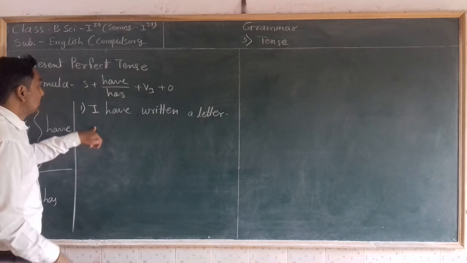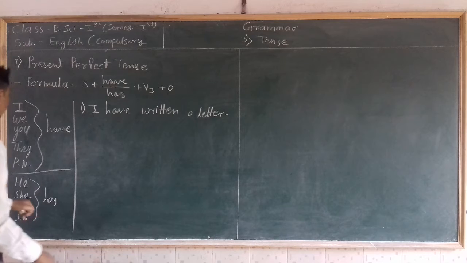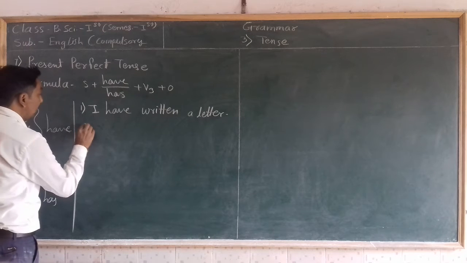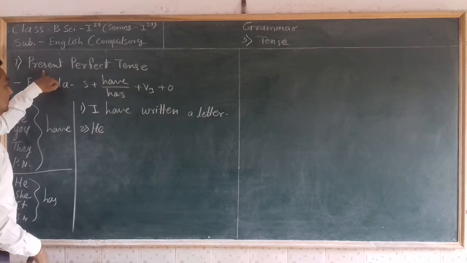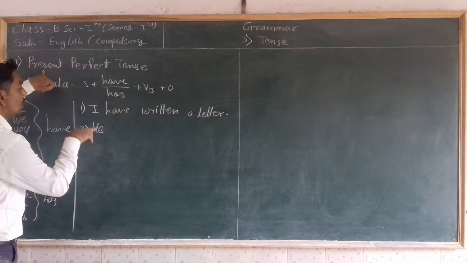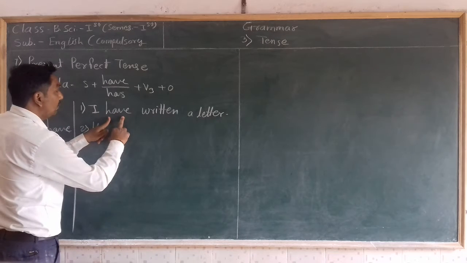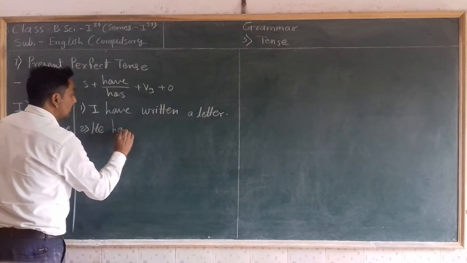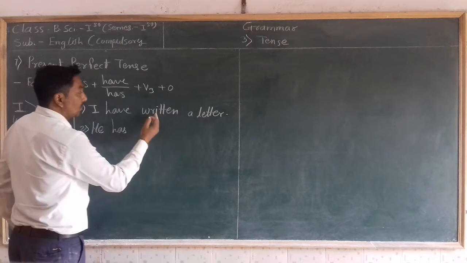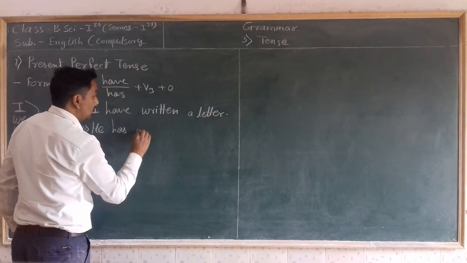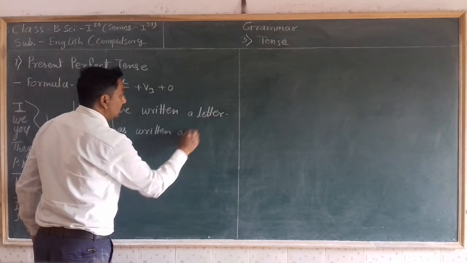So in this sentence, if we change the subject, instead of I, if we use he, so what will happen? Suppose he. If in present perfect tense the subject is he, so after he we have to take has. So instead of have, we have to take has here, and everything same. V3, third form of the verb or the past participle of the verb, any verb, and the object, letter.